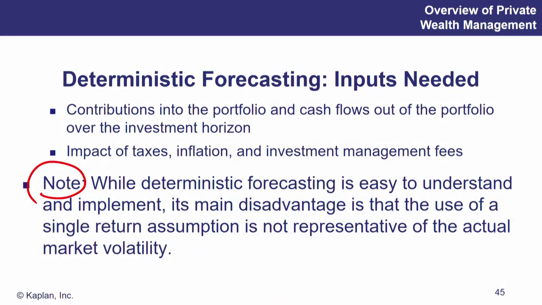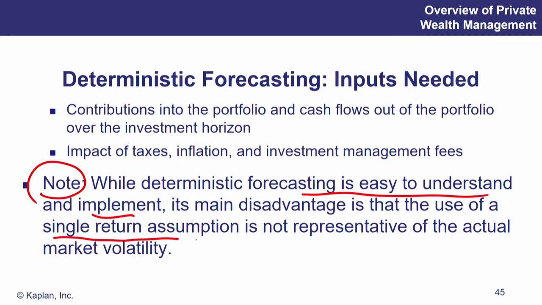So again, here's what I need you to know. Deterministic forecasting is easy to understand. It's also easy to implement. But what is its main disadvantage? As you go through these things, I always want you to think about what are strengths, what are weaknesses. So what is the main disadvantage?